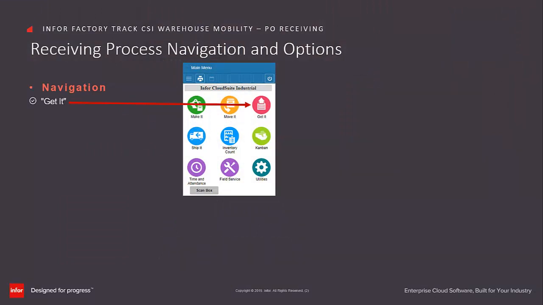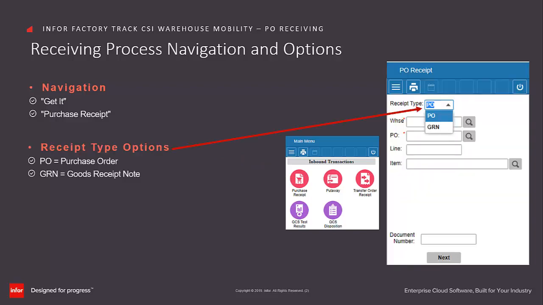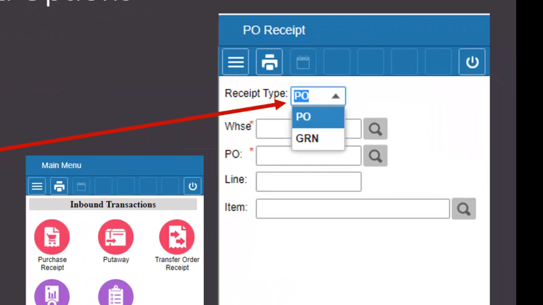To start the receiving process, from the Infor Cloud Suite Industrial main menu, click on the Get It icon. This will navigate to the inbound transaction screens where you click on the purchase receipt icon. This opens the purchase order receipt, and we have two options. We can either receive against a purchase order or against a goods receipt note.